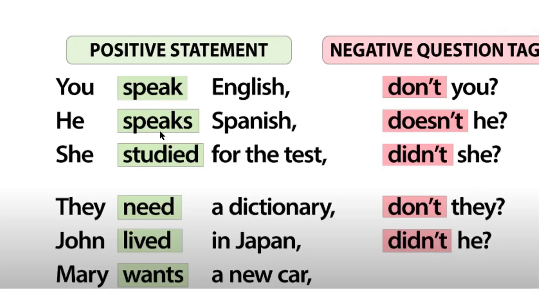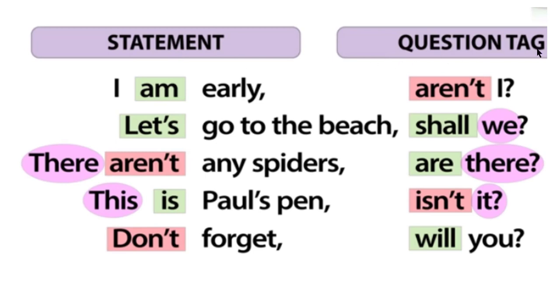Positive statement with speak, study, need, live, want: no auxiliary verb, so you put the auxiliary do. You speak English, don't you? He speaks Spanish, doesn't he? She studied for the test, didn't she? They need a dictionary, don't they? John lived in Japan, didn't he? Mary wants a new car, doesn't she?